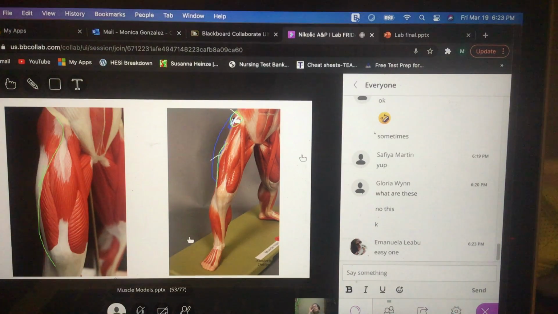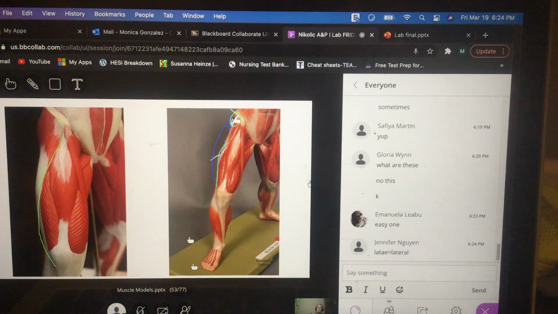Now, as you can imagine, that tensor fascia latae is lateral, right? We're talking about the side of your hip. That's going to support abduction, right? The muscles on the front support flexion. The muscles on the back support extension. The muscles on the side support abduction. The muscles in the middle support adduction. Yeah, that's great. Awesome. I like it. Whatever works for you guys. No problem. Awesome. All right.